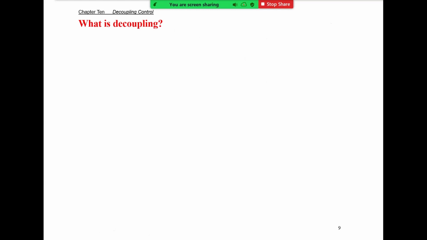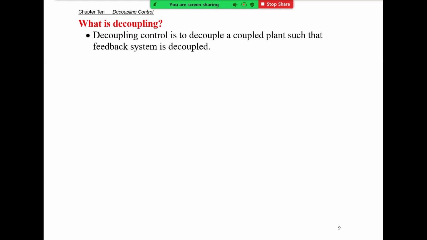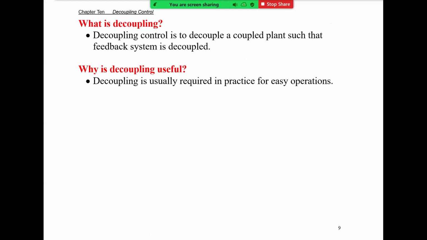What is decoupling? From the discussion, now you are clear that decoupling control is trying to decouple a coupled plant such that the feedback system is decoupled. Why is decoupling useful? Mainly it is for practice, for easy operations, right? If you want to change one output, you only need to change one input. So today we're going to study how to decouple.